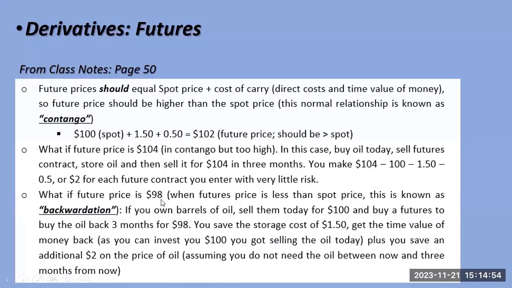What if the futures price was 98 and the spot price was 100? That's called backwardation. You would think that would never happen, right? Because then you could short the oil today for $100 and buy a futures contract for 98. You'd have a $2 profit. But how do you short 100 barrels of oil today? I can do that with Apple stock, can't I? I can sell Apple stock today, even though I don't own it.